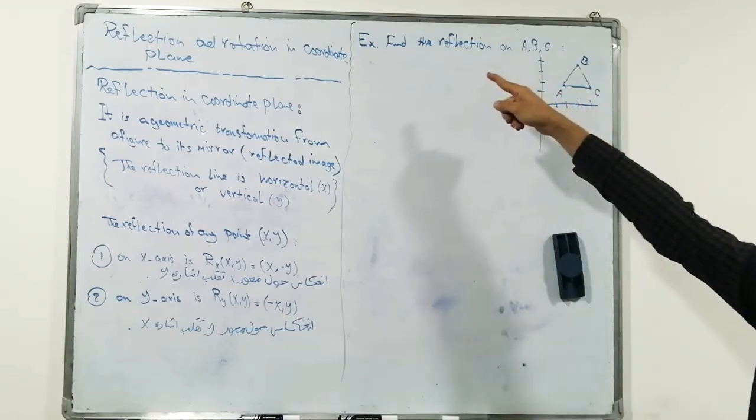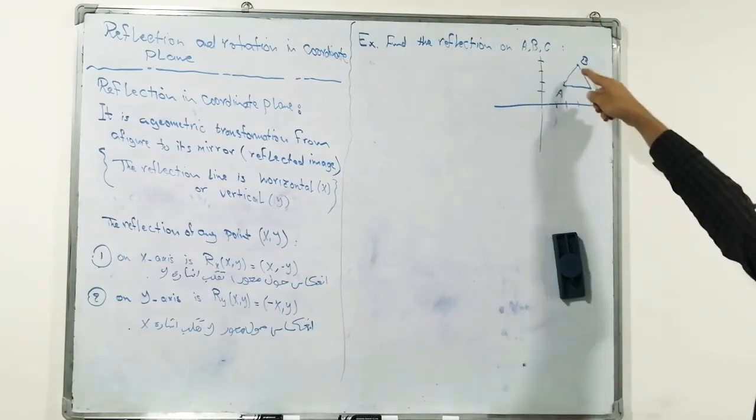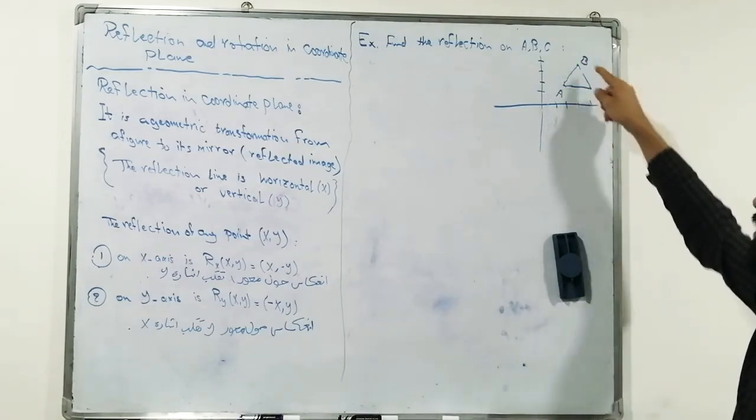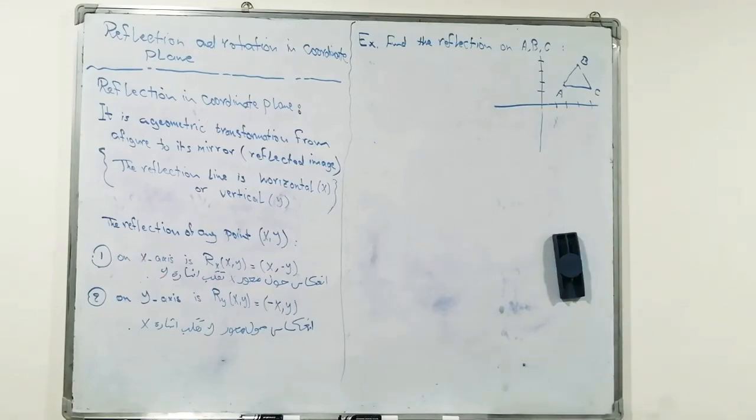Here we have to find the reflection of triangle ABC over the x-axis and the y-axis.